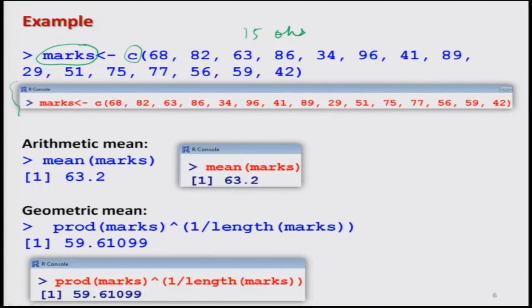Then in order to find the arithmetic mean, we simply use the command mean, and inside the argument the data vector, which is here marks. You can see here the value 63.2. And similarly, in order to compute the geometric mean, I use the same command, the product of marks raised to the power 1 upon length of marks, and then I get this value, and here is the screenshot of the outcome.